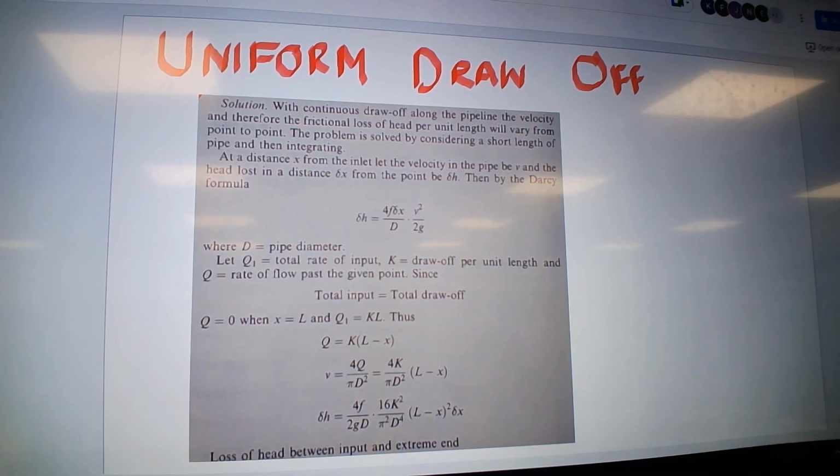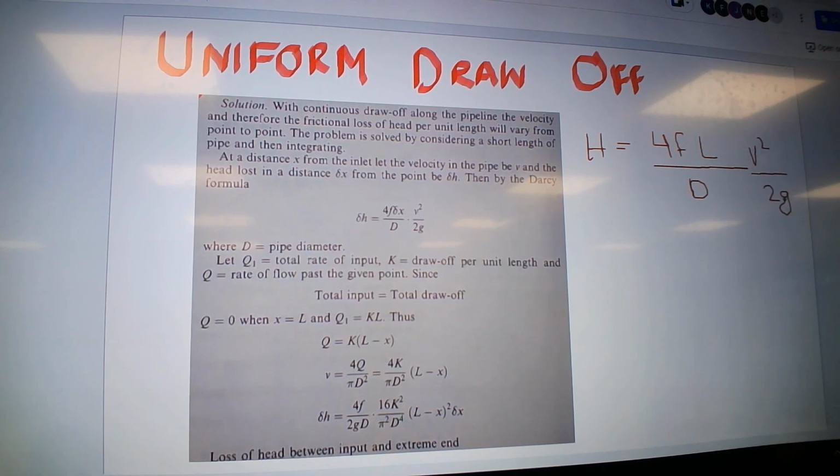With continuous draw off, because there is a continuous draw off along the pipeline, the velocity and the friction losses of the head per unit length will change from point to point. Now, rather than taking the full length, we consider a short length and then integrate it, because the same thing will happen across the length. So we have a formula. The initial formula was h equals 4f L over d, v square over 2g. That was the original formula.